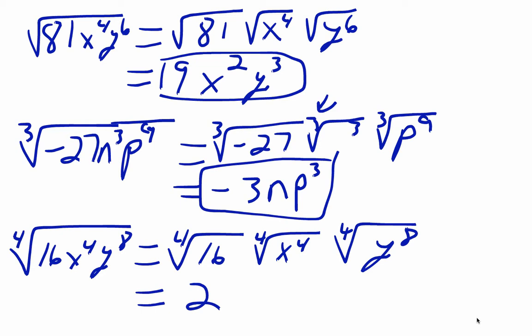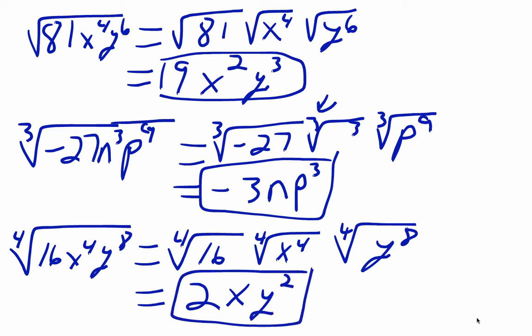And again, here we take our index and our power and divide. 4 divided by 4 is 1, so it'd be x to the first power, or just x, and 8 divided by 4 is 2, so it'd be y to the second power. And there would be our answer then.